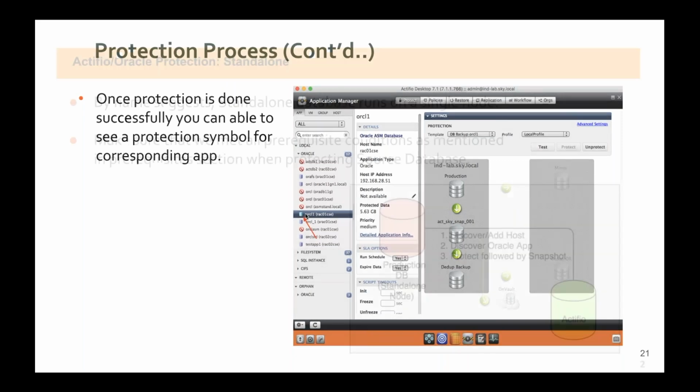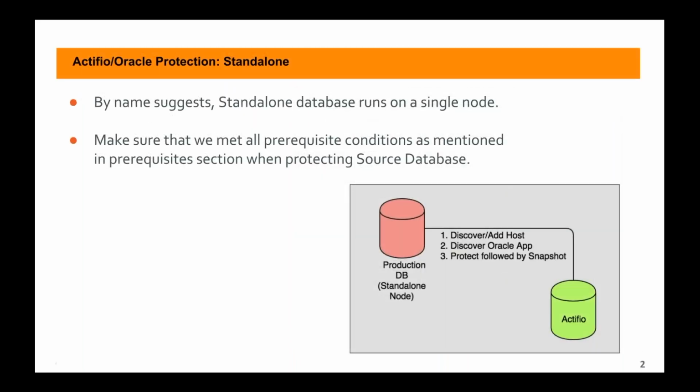Now let's try to understand what kind of protection we are offering from Actifio. Standalone, as the name suggests, means a standalone database runs on a single node, right? So make sure that we have met all the prerequisites as I explained earlier. The database should be up and running, and optionally you should enable BCT and make an entry in etc oratab. Once you are done with all this, make sure that your database is running in archivelog mode.